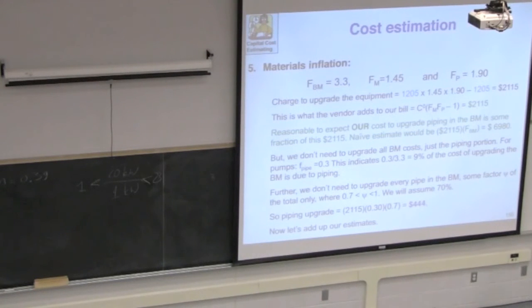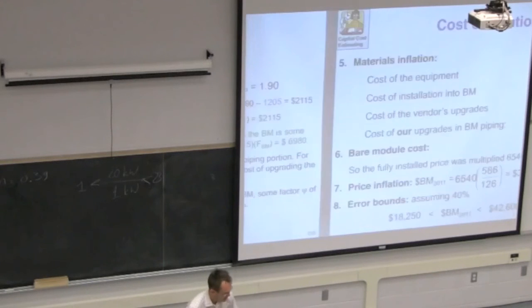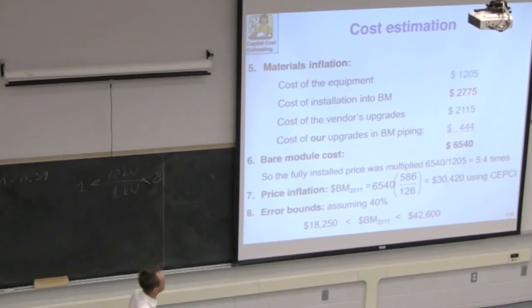So once we have those four items together, we can line them all up and add up our total costs. So the unit, 1205, our cost of installing it into the bare module, 2775, what the vendor is going to pay on their end, and what we're going to pay on our end for the upgrade.